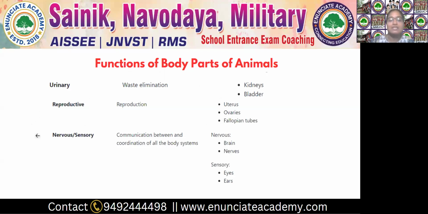Next is the nervous system, or sensory system. The primary function of the nervous system, or sensory system, is communication and coordination between all body parts. The sensory system plays a key role in communication and coordination between all parts. Every body part connects with other body parts with the help of our nerve system.